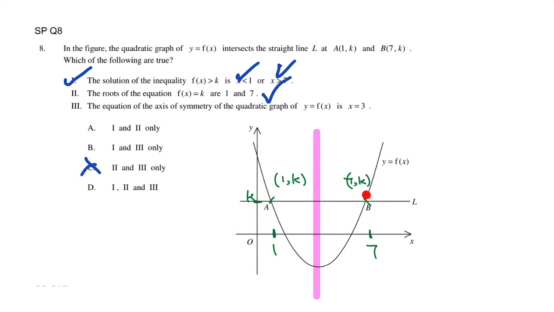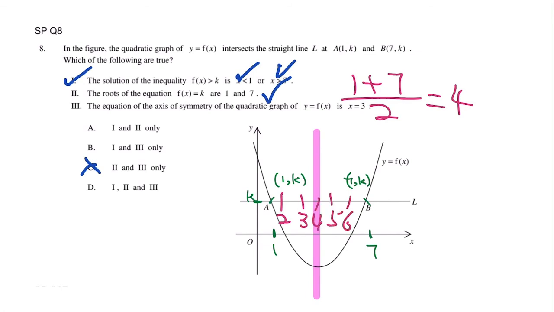This is 1, this is 7, and the middle one is, actually you can do it, 1 plus 7 divided by 2, which is 4. It's not 3. 3 will be wrong because between 1 and 7 it is actually 4. See, this is 2, this is 3, and then 4 in the middle, 5, and then 6, and then we have 7. So in the middle it is 4.